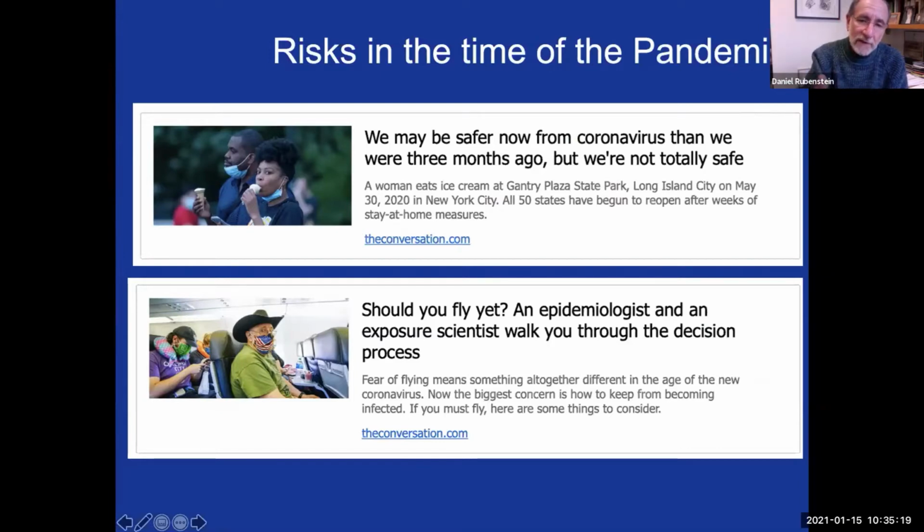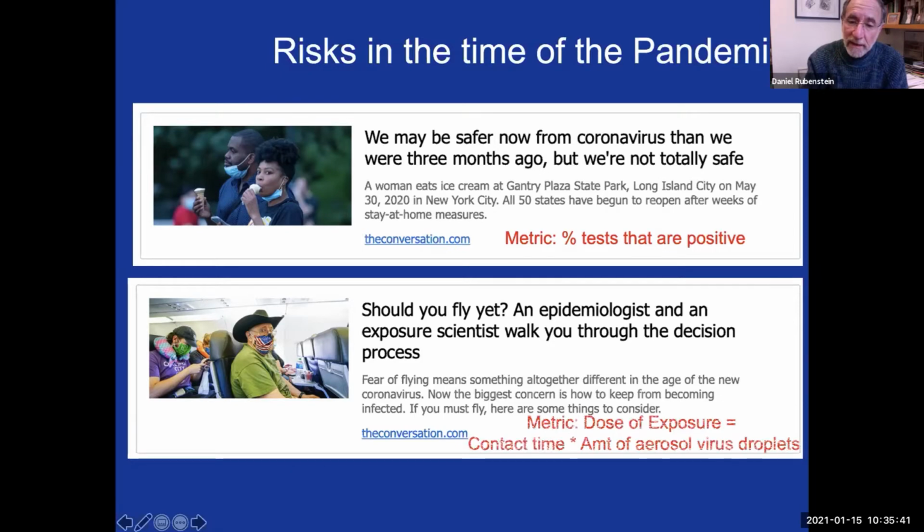So I went to The Conversation, which if you've never gone to, it's an incredibly good blog by scientists, and raised two questions. We may be safer now from the coronavirus than we were 3 months ago. This is May, but not totally safe. Would you get on an airplane? And the key is that you need metrics to test things. So what's going to be a critical variable? We talk about that. And these were the two metrics for each of these.